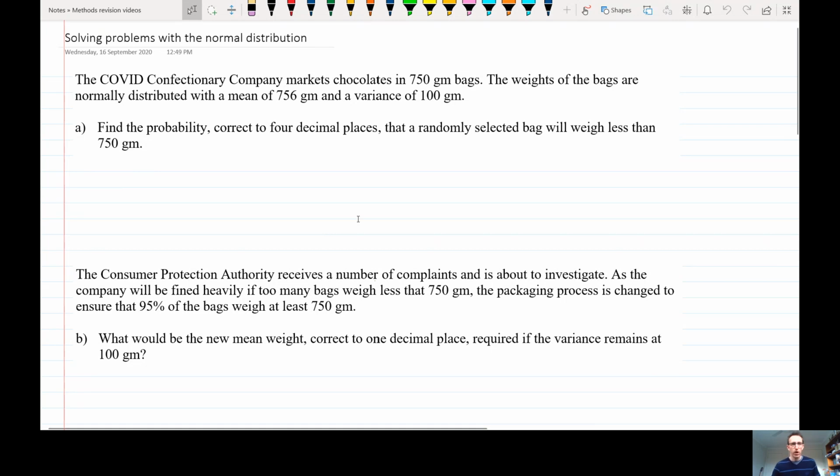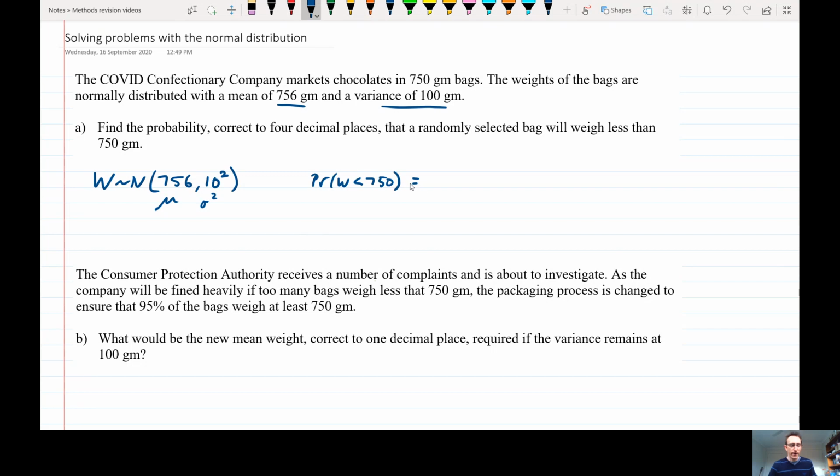We get the Covid Confectionery Company markets chocolates in 750-gram bags. The weights of the bags are normally distributed with a mean of 756 and a variance of 100. Okay, so we know that we're dealing with weights being normally distributed with 756 and 10 squared. Now that is mu and that is sigma squared in there. Find the probability correct to 4 decimal places. A randomly selected bag will weigh less than 750. So that's probability of W being less than 750.